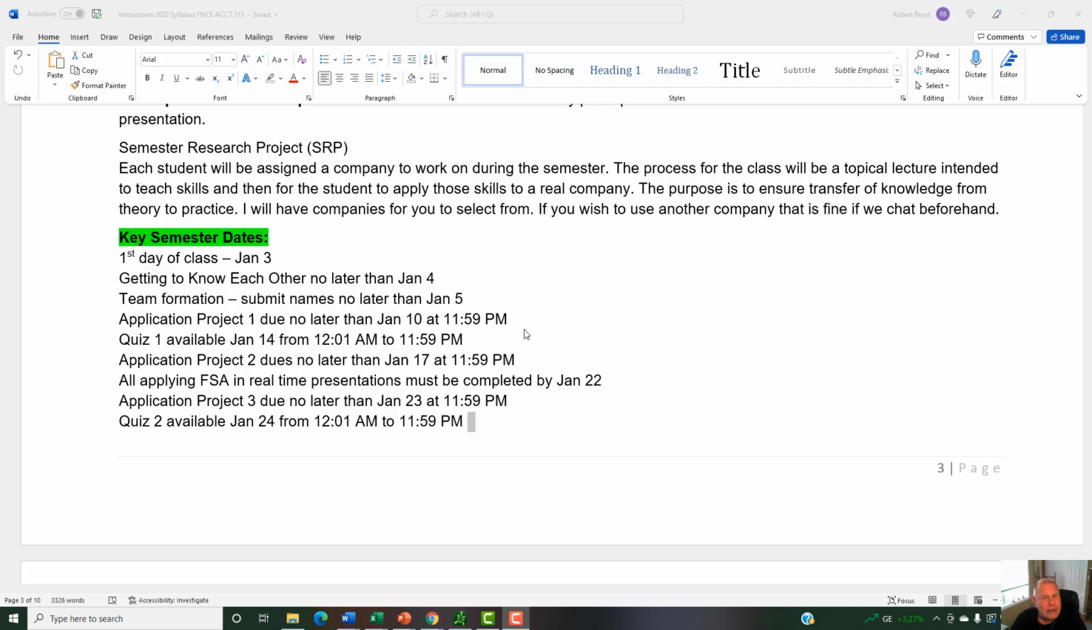There's a lot of flexibility in this as to when you do it. I would suggest you not wait till the last minute. Successful students do it a little bit in advance just so they make sure they get it and don't box themselves in.